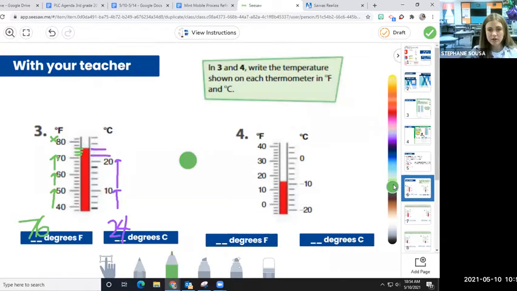All righty, let's take a look again at number 4. We've gone below 0. We've gone up past 0. We've gone up past 10. We are not yet to 20. So 10, 12, 14, 16. That is 3 lines above 10. And 3 times 2 is 6. 6 above 10 is 16. 16 degrees Fahrenheit. That's a cold day.